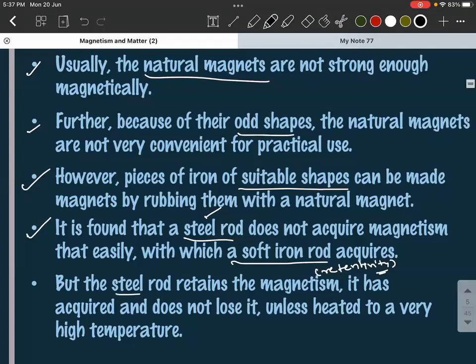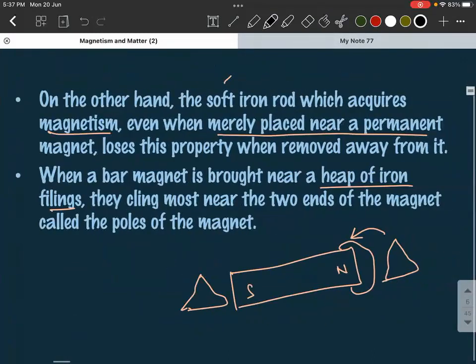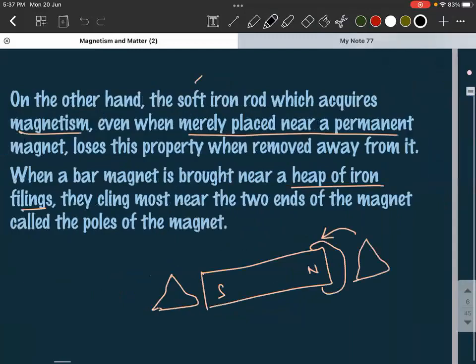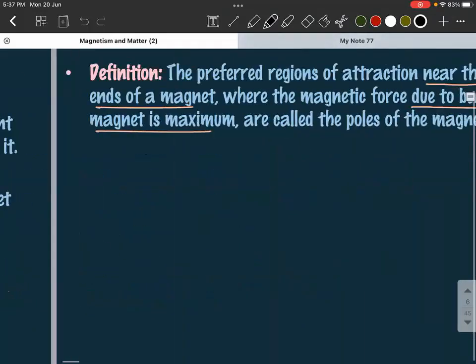So if you want a steel rod to lose its magnetism, we need to heat the material. One of the ways in which you can make a material lose magnetism is through the process of heating. Similarly, I told you about the soft iron and all those things.